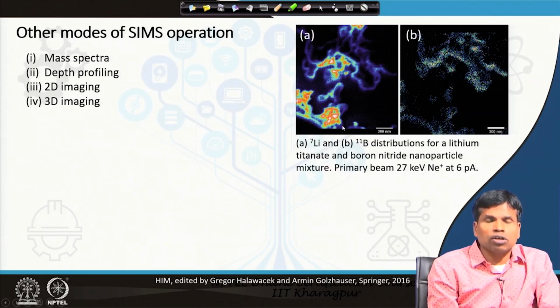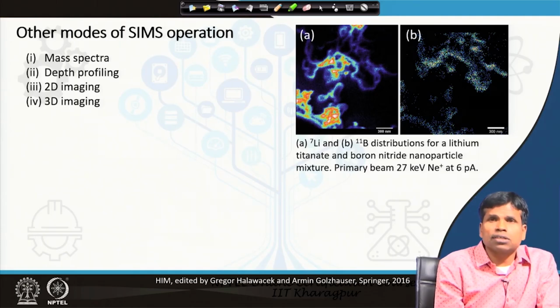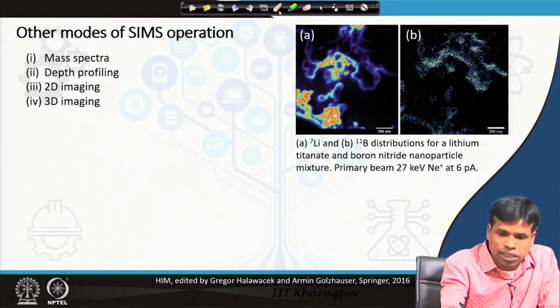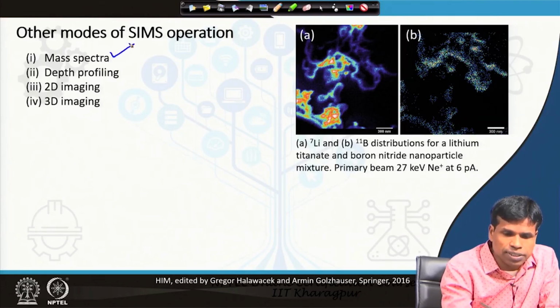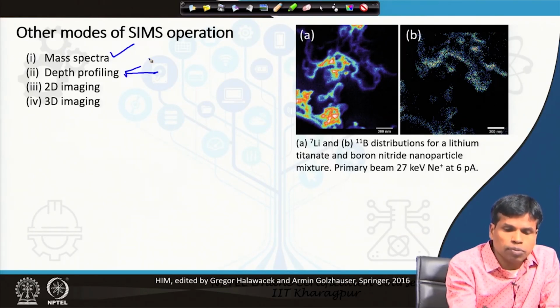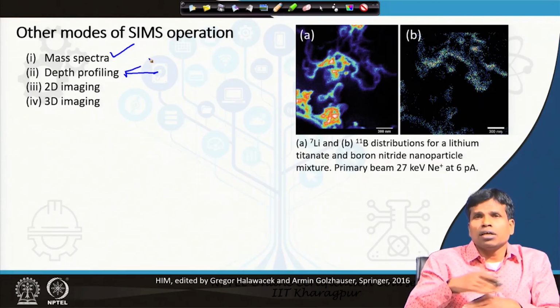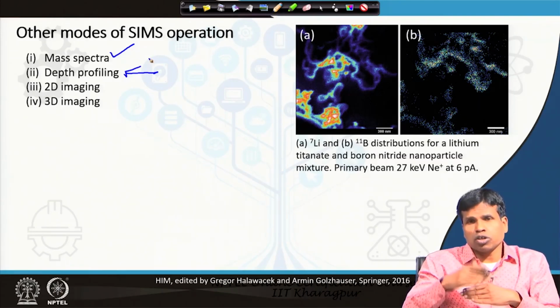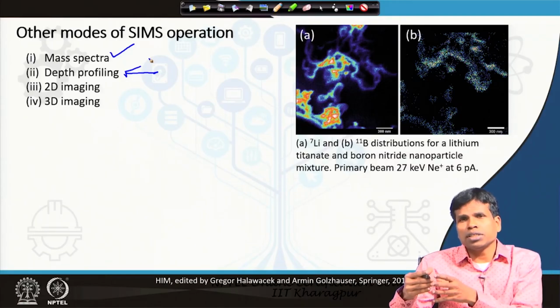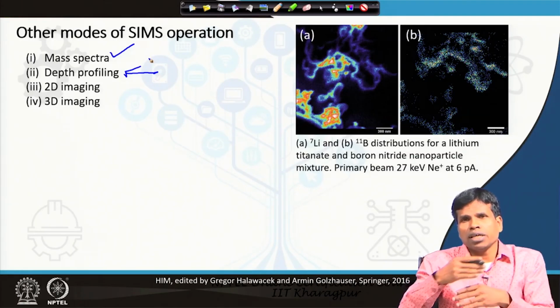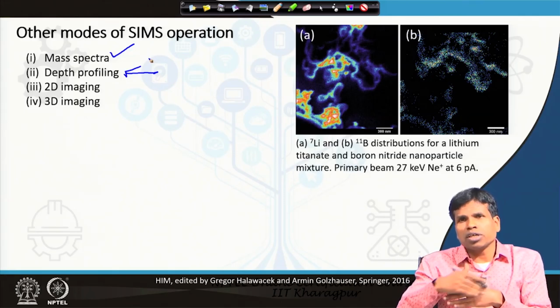We can do other studies with a SIMS also. In addition to the mass spectra measurement, mass spectra gives us the composition of the specimen. We can do depth profiling. Depth profiling means we can sputter away layer by layer, because it is a surface analysis technique. We sputter the surface and then measure the mass of these secondary ions. Similarly, we can keep on sputtering at every level.